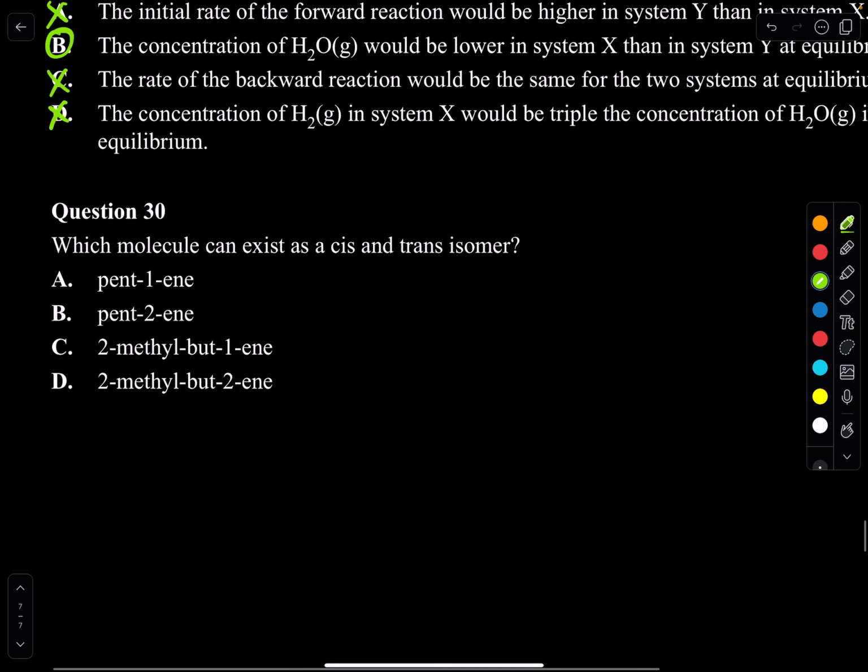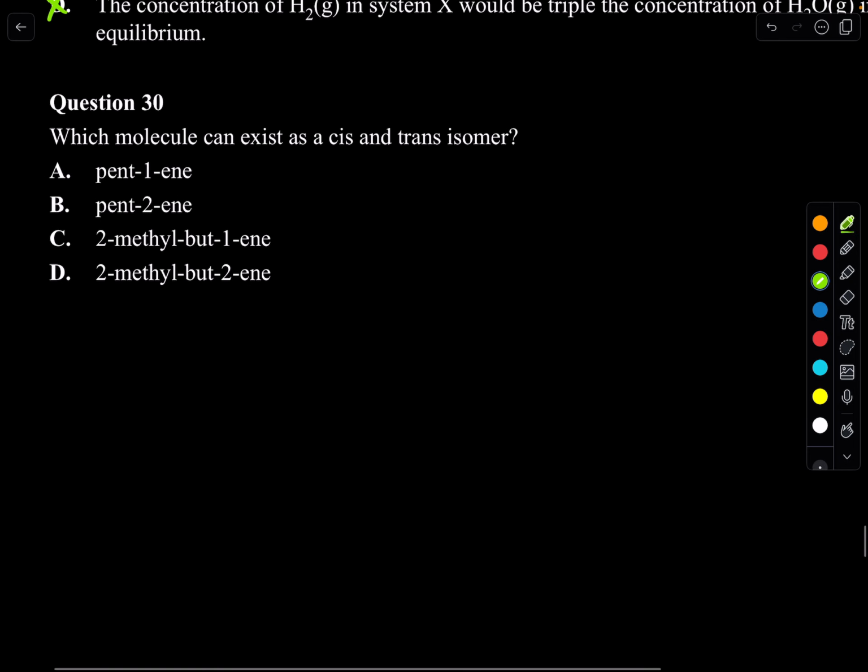Question 30, last question. Which molecule can exist as a cis and trans isomer? Easy. Let's have a look at the first one. Pent-1-ene. Let's draw that. Pent 1, 2, 3. So it will look basically like this. So C double C. You have a hydrogen here.